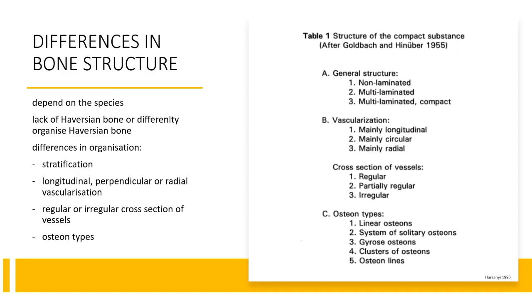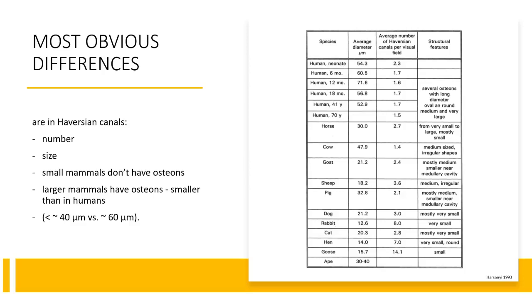Differences depend on species. Among mammals, marsupials, insectivores, bats, and rodents differ most, as they lack secondary haversian bone. Other mammals have haversian bone, but it is organized differently. Differences in structure are based on stratification, longitudinal, perpendicular, or radial vascularization, regular or irregular cross-sections of vessels, and osteon types. Most obvious differences are in haversian canals, mainly in their number and size.